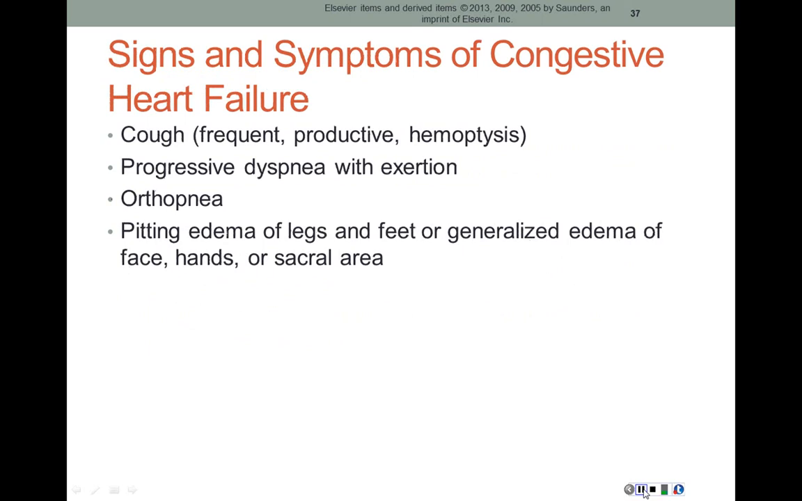So signs and symptoms of heart failure, once again, this is a repeat from last semester. It's the same as with any other person with congestive heart failure. You can have right or left-sided heart failure. Cough, progressive dyspnea on exertion, and orthopnea are going to be left-sided heart failure, and then pitting edema of legs, feet, face, hands, and sacral area is going to be right-sided heart failure.